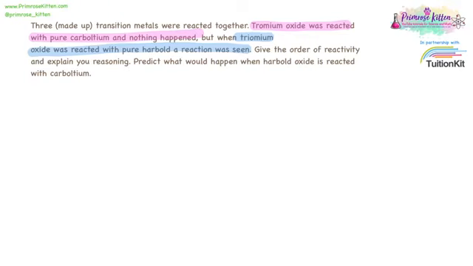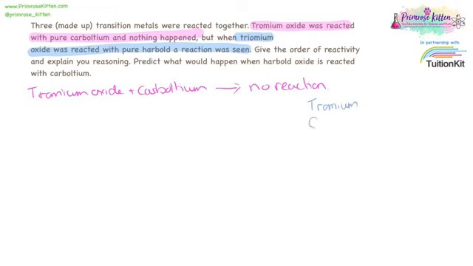So I've highlighted the reactions. So we have chromium oxide plus cobalt. That means no reaction took place. And because no displacement reaction took place, we can say that chromium is above cobalt in the reactivity series. If cobalt was more reactive than chromium, it would have displaced it.